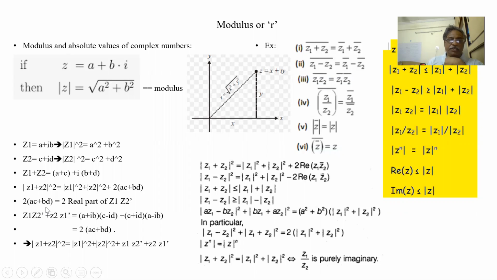Now 2 into AC plus BD, we have to prove that it is 2 into the real part of Z1 Z2 bar. So I am putting Z1, and Z2 bar is C minus iD. If I multiply this Z1 into Z2 bar, what am I getting? AC plus BD, since i square is minus 1. AC plus BD is the real part. So this is what is given as the real part of Z1 Z2 bar.